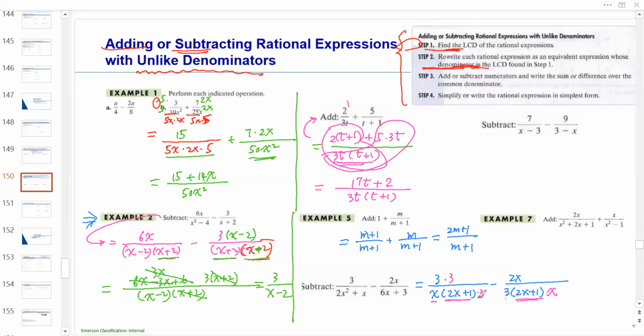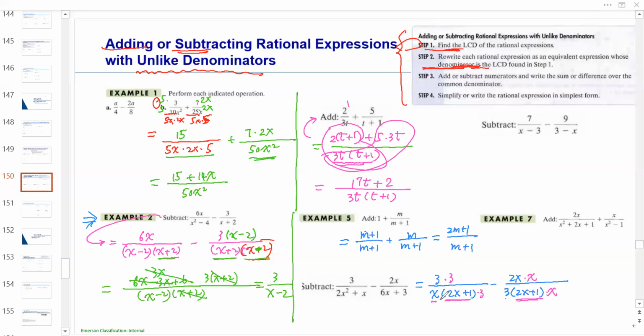Since the denominator is times 3, the numerator also needs to times 3. Since this denominator is times x, the numerator also times x. So you can factor them, still go back here, right? Okay, so right now they have the same denominator.